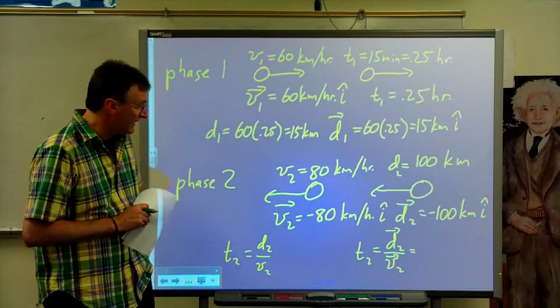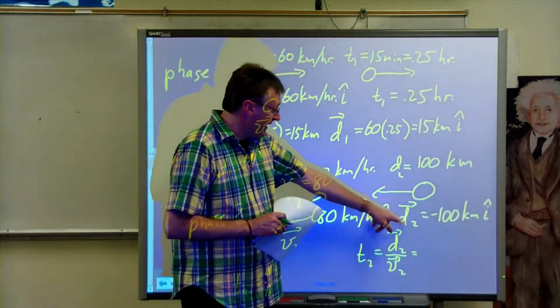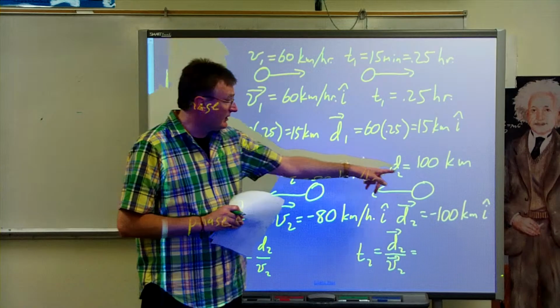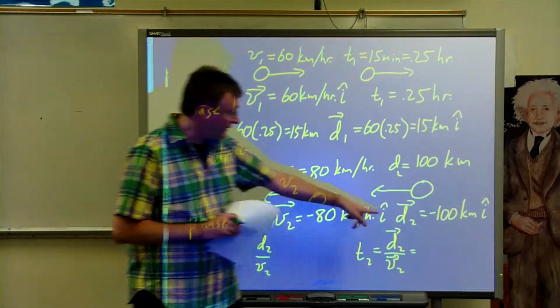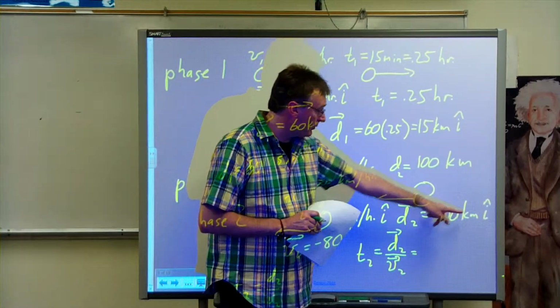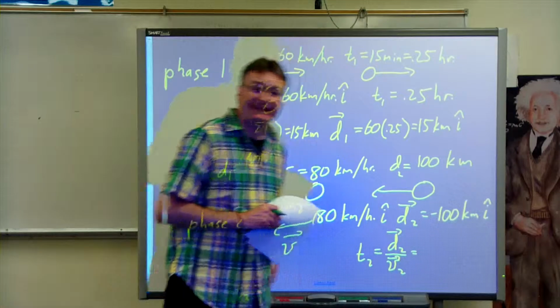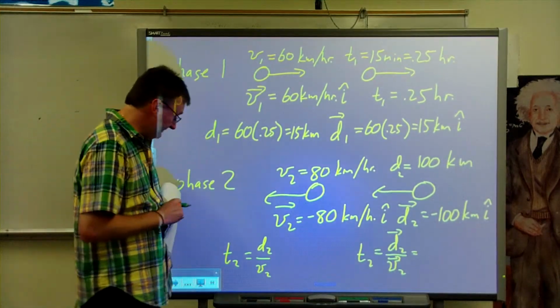So you've got to watch out for that, because the velocity now is indeed going to be negative. And so that also means that the displacement, you're told that the object moves 100 kilometers in the western direction. So therefore the displacement will also be negative, and that'll be minus 100 kilometers, and again in the I direction. So that was the information that's given.